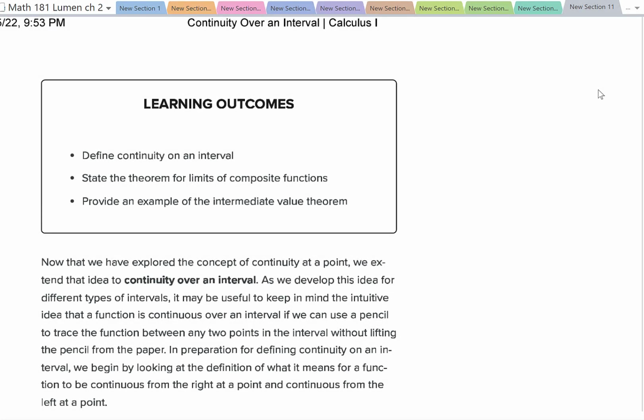Hello, in this section we're going to talk about continuity over an interval. In the previous section we talked about continuity at a point. Now we're going to talk about continuity on an interval. So our learning outcomes: define continuity on an interval, state the theorem for limits of composition of functions, and provide an example of the intermediate value theorem.